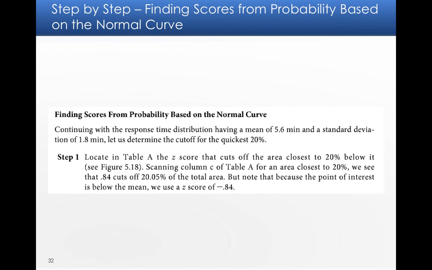Okay, we can also find a score using the probability. So let's continue with this response time distribution. Okay, it's got a mean of 5.6 and a standard deviation of 1.8. Let us find the cutoff for what are the quickest 20% of calls. Okay, so in table A, we want to look for the Z-score that cuts off the area closest to 20% below it. Okay, so we're going to look through column C on table A for the area closest to 20%, and we see that 0.84 cuts it off. Cuts it off at 20.05, close enough. Okay, so because it's below the mean, we're going to use the negative, so that Z-score is negative 0.84.